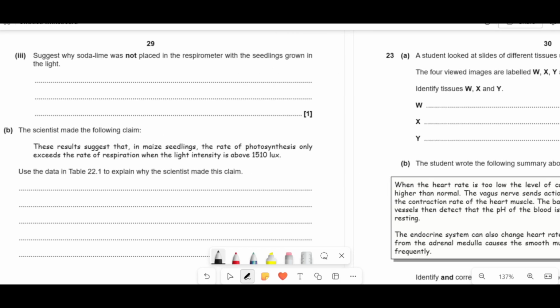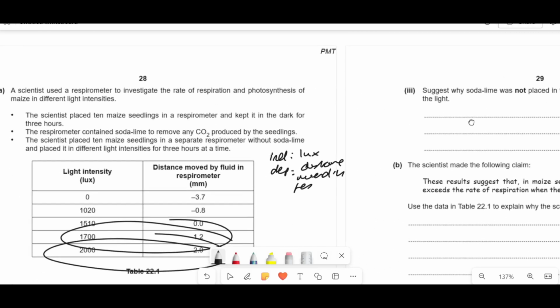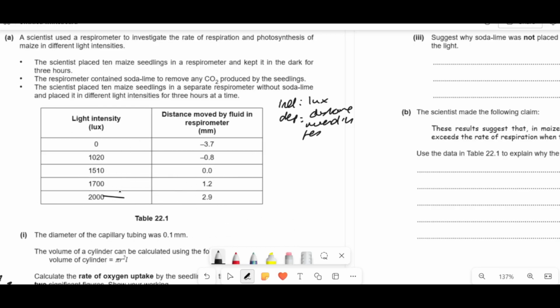Now, why was the soda lime not put in the respirometer when you grew them in the light? So we need to think about what's happening here. Let's have a look, shall we? We're looking at a respirometer. They did 10 of them separately and put them in different light intensities.